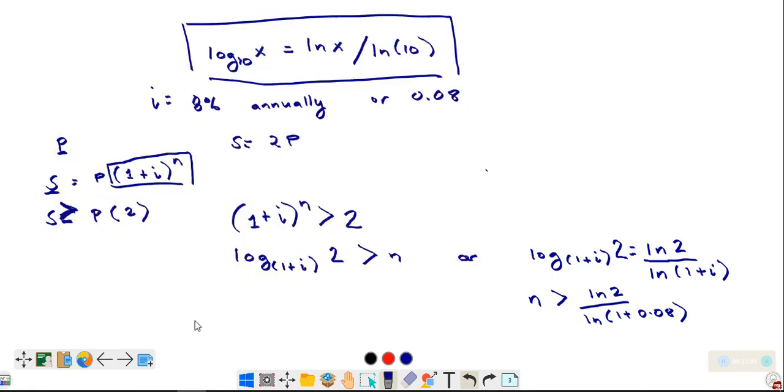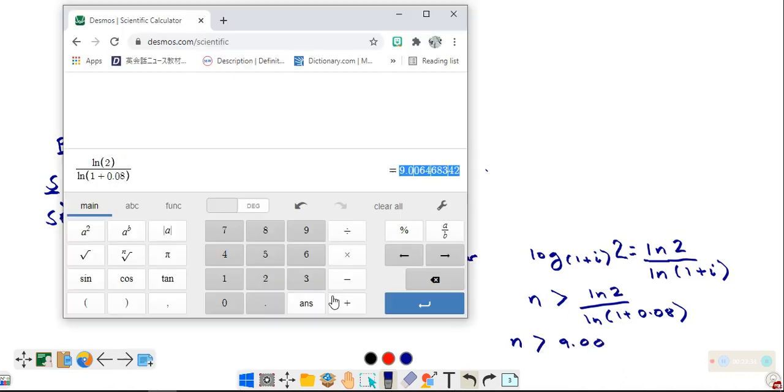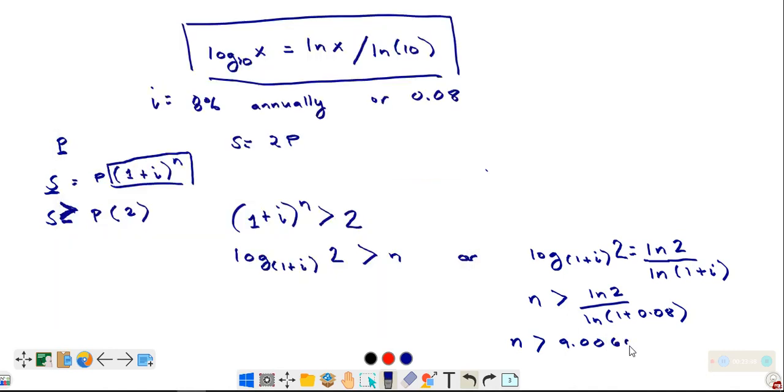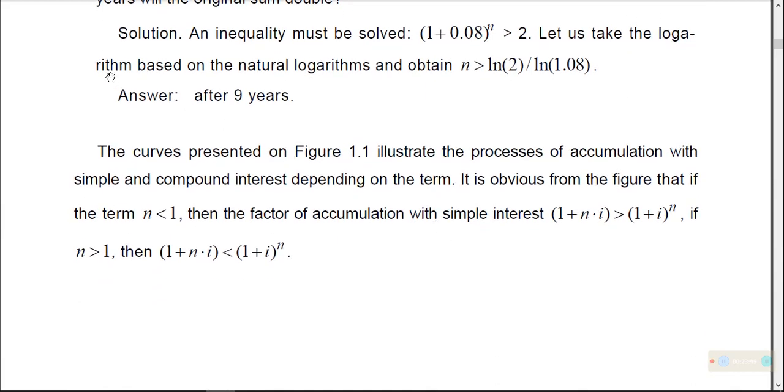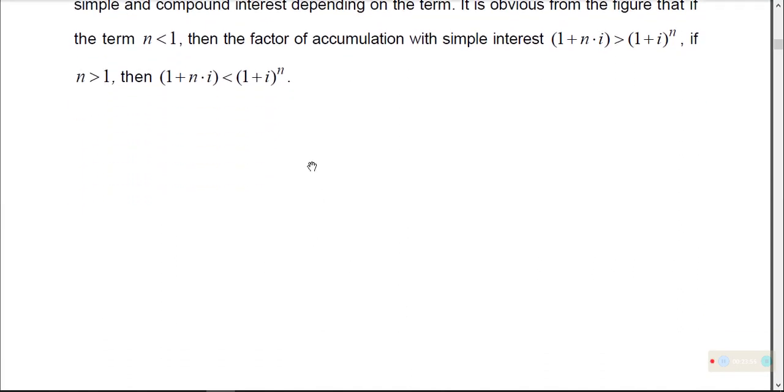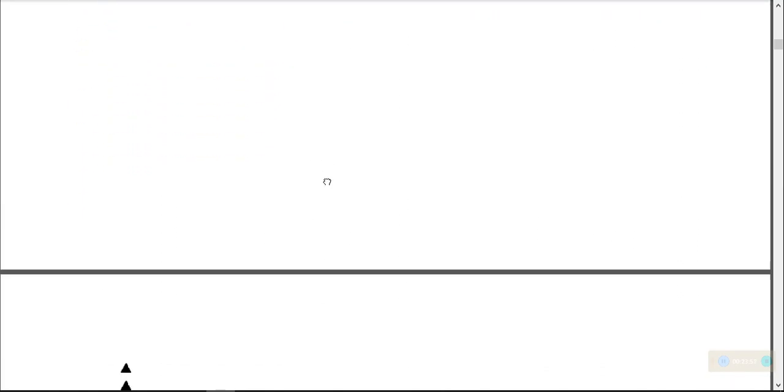So, n is greater than 9.0065. Ayan. So, at least 9 years. Maghintay ka ng at least 9 years, doble na yung money from your account. Okay? Ayan. So, nakalagay dito after 9 years or at least 9 years. And then, meron tayong presentation dito.